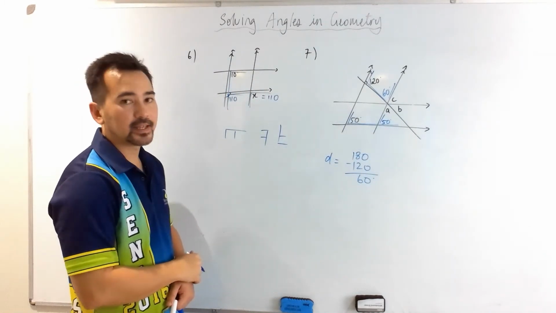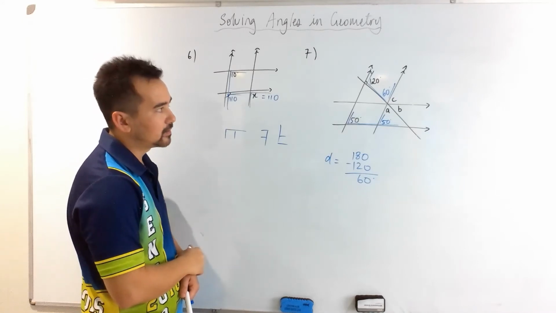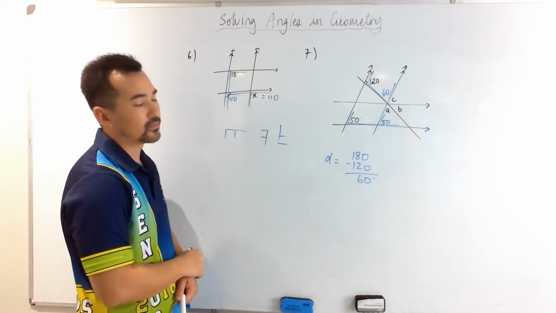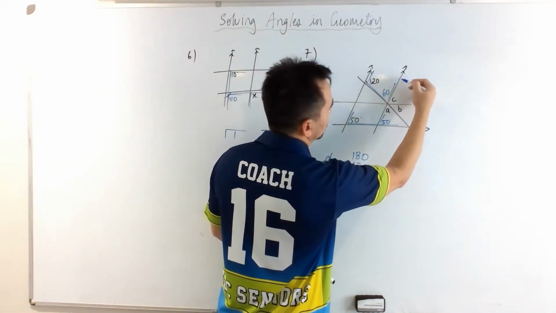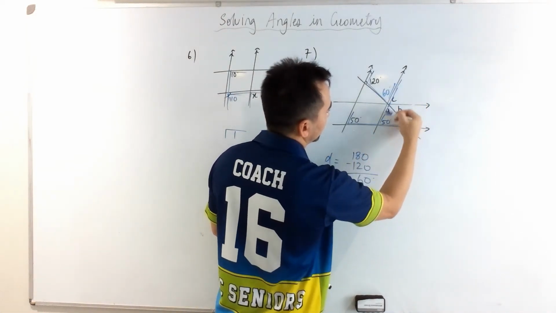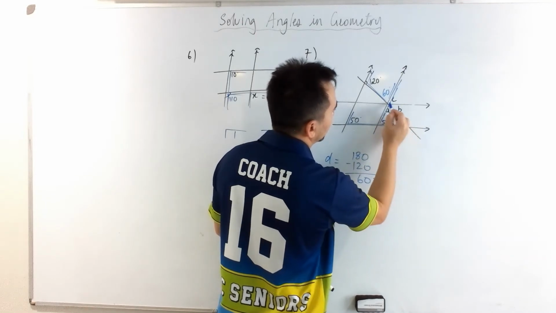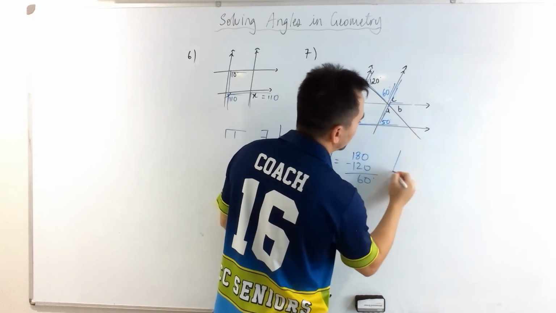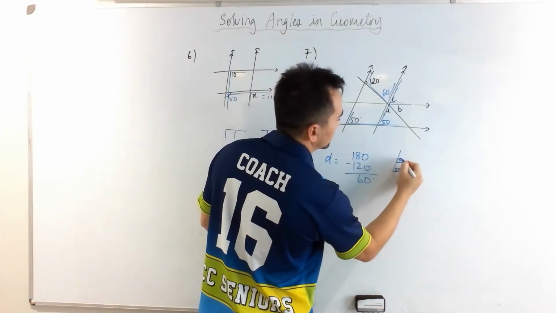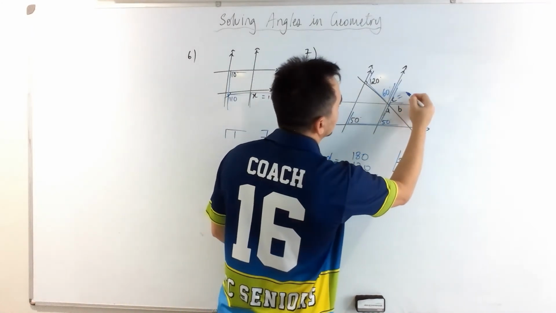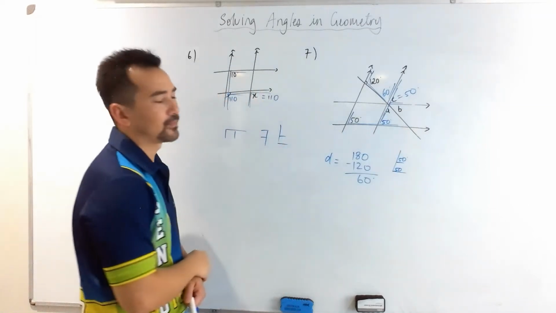And I could use the F rule again and solve for C. C is 50 degrees. Watch this. Here's my F rule again. I'm going to draw an F going this way, and this way. So the F looked like this. That's the way I just drew it. This is 50, this is 50. So C is 50 degrees.